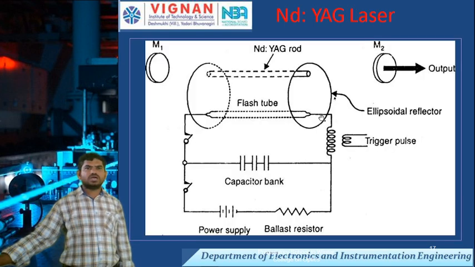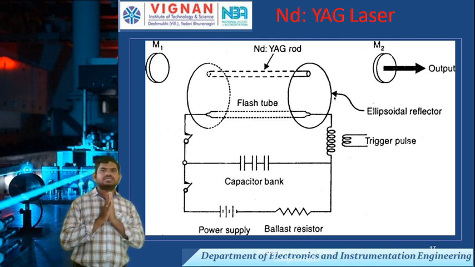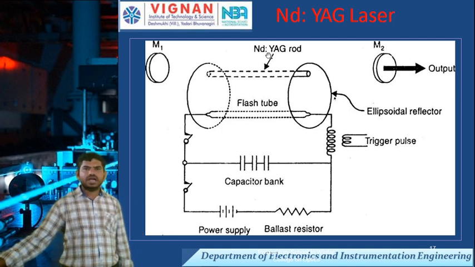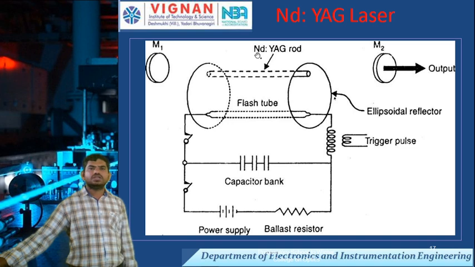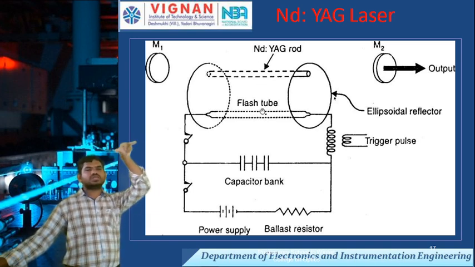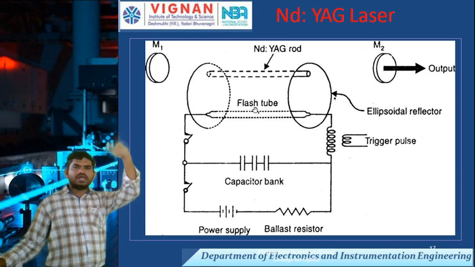Now coming to the construction. The Nd:YAG laser consists, first of all, of the Nd:YAG rod. In this rod, the concentration of neodymium atoms is higher than the yttrium aluminium garnet atoms. And there is one xenon flash tube. The xenon flash tube and the Nd:YAG rod we can place parallel to each other.